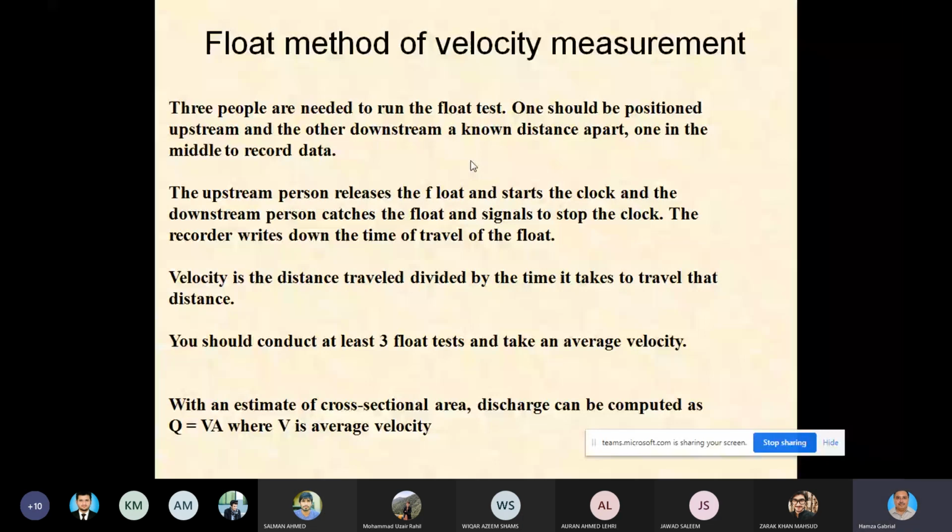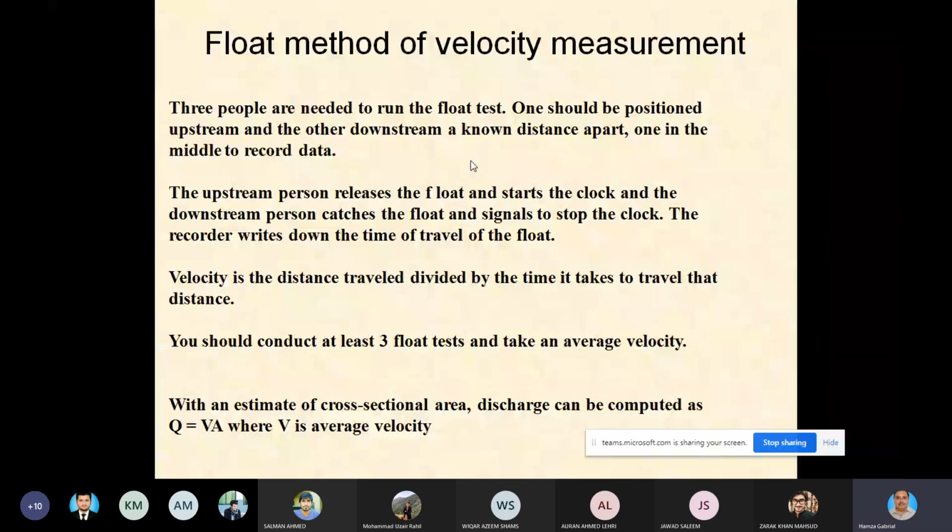We select a reach. So the distance is known to us, and there is one person in the middle to record the data. So what is velocity? That will be the distance divided by the time. So the distance is known. We just have to record the time which the float takes from the upstream point to the downstream point. So if we know that time, and the distance is known, then distance divided by time is the velocity.